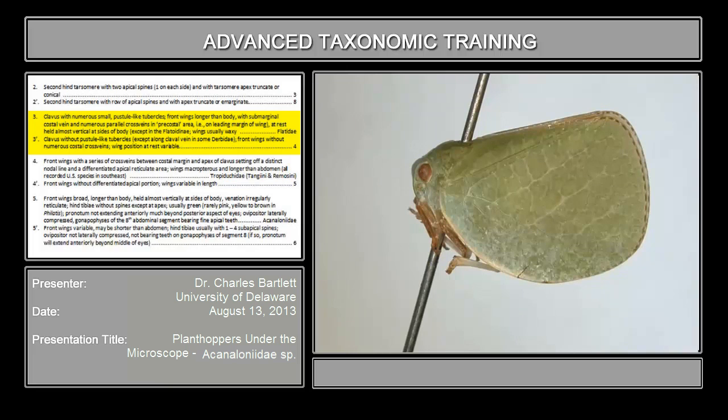So we don't have the claval pustules. We don't have the submarginal cells. So the second side of the couplet reads clavus without pustule-like tubercles and front wings without numerous costal cross veins. That describes our specimen. So this is not a flattid. And we'll move on to couplet 4.